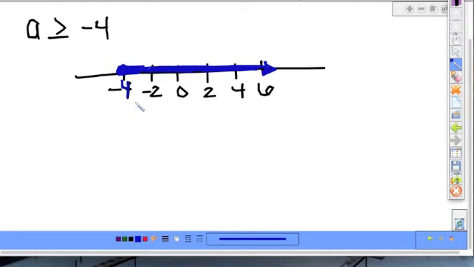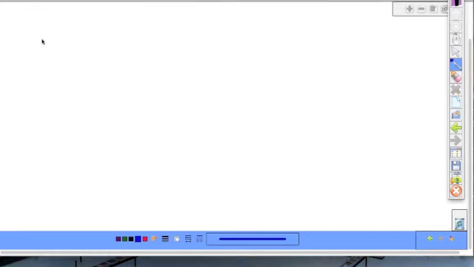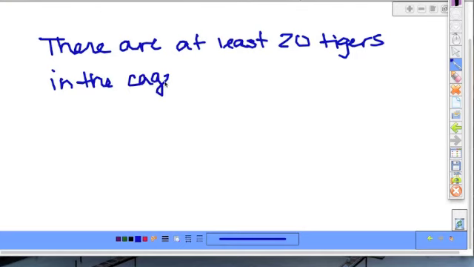Let's try one more statement, just to get you to understand the statements. What if I said, there are at least 20 tigers in the cage. Basically, that means tigers. Let's just put T. There are at least 20 tigers.